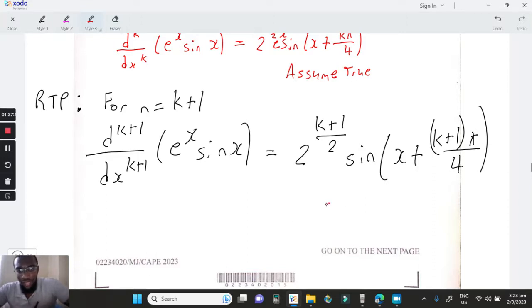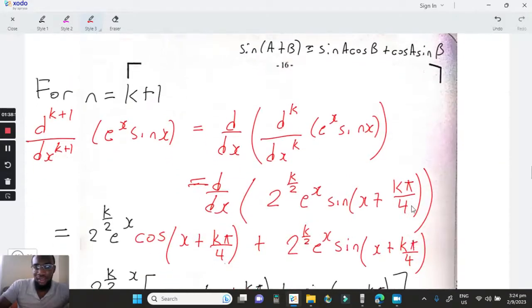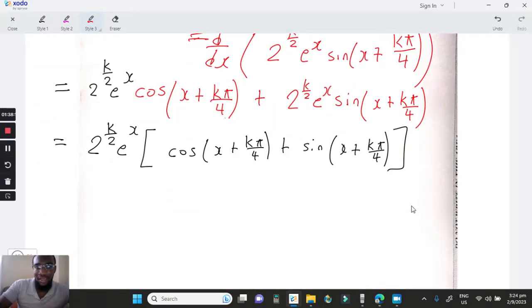So this right here, look what I'm saying. This is sine A cos B, which is k plus 1 pi over 4, plus cos A sine B, k plus 1 over 4 pi. Right? So that's what we have. So I'm saying, how are we going to show this from what we have right here?